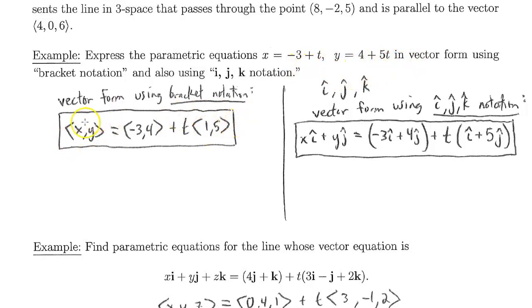Okay, now we could also rewrite this with the ijk. So instead of writing <x, y>, we write xi plus yj. And instead of writing <-3, 4>, we put negative 3i plus 4j. And same thing over here. Instead of putting <1, 5>, we just put 1i plus 5j.